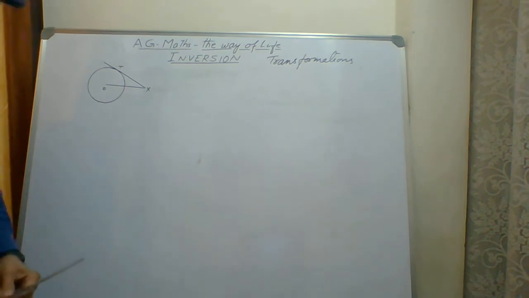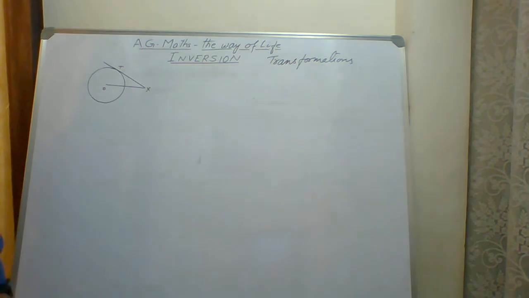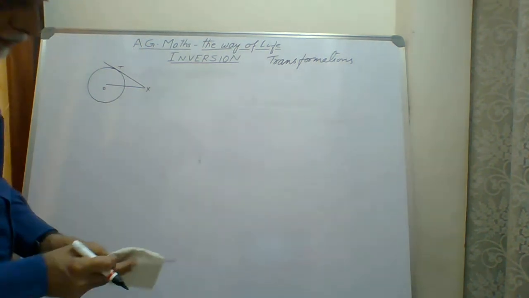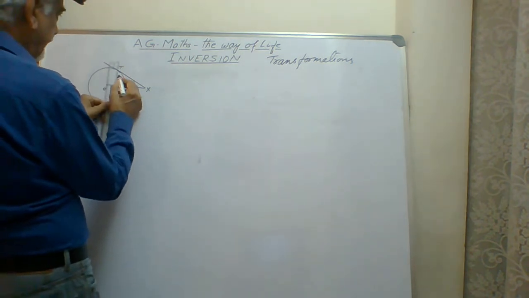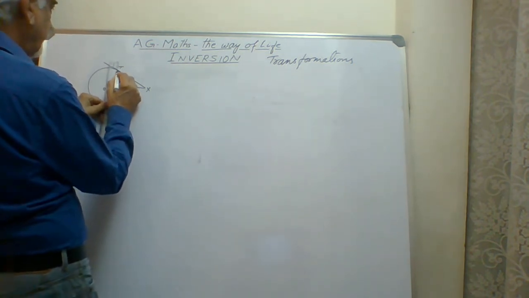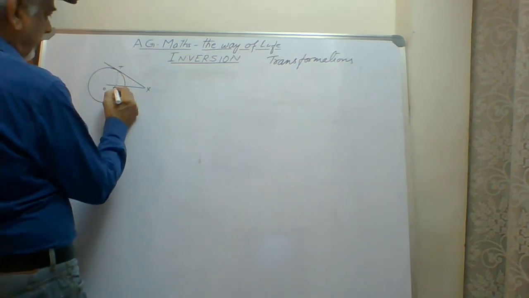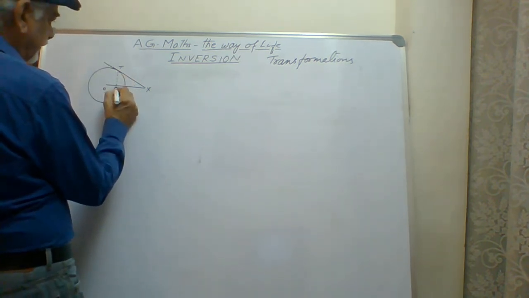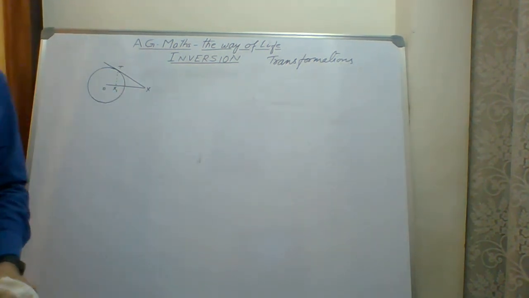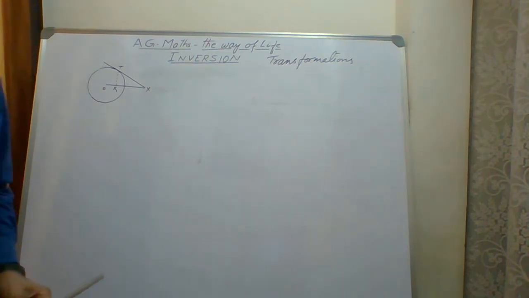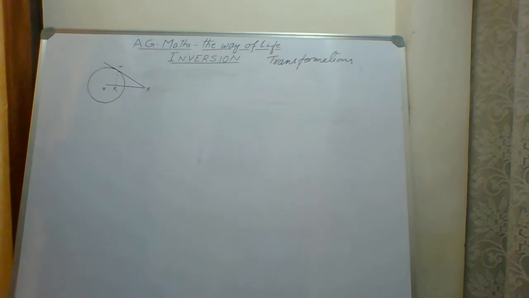Now from the point T, we draw another line, which is the perpendicular from T onto the line segment OX. If I draw a perpendicular from this point like this, then the point which comes here is called X1. This is how the point X, which was outside the circle, has moved to inside the circle.